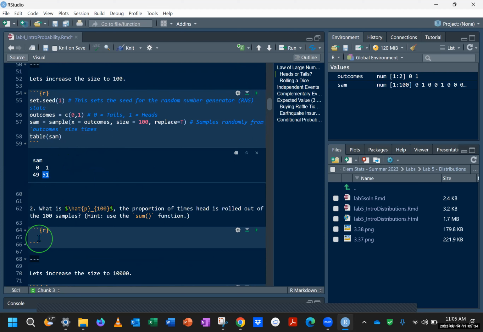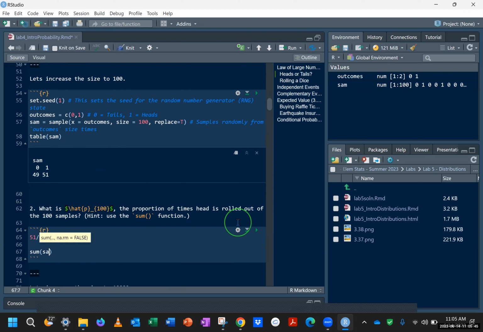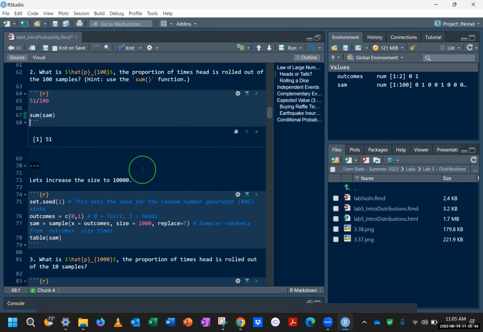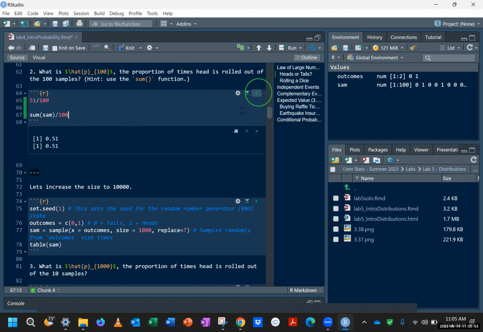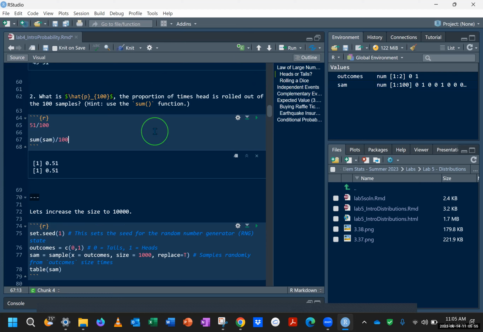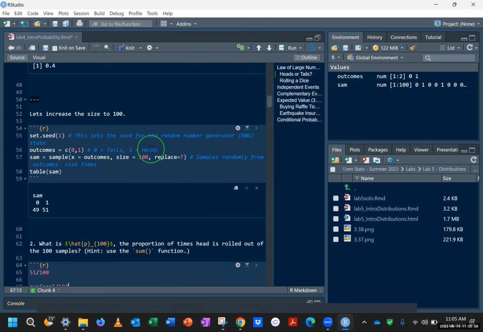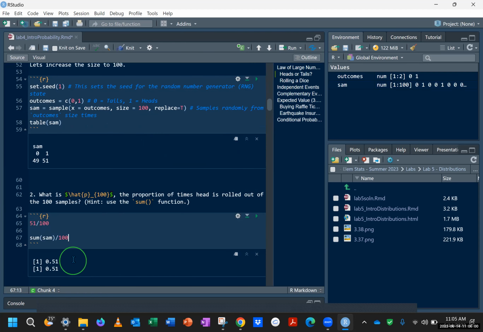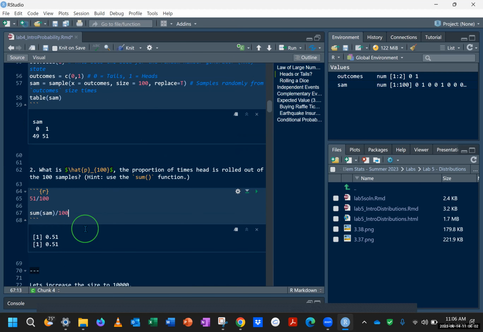So what's the proportion of ones that I got? It would be 51 divided by 100. Or if you're fancy, you could say sum of sample, because all the heads count as 1. If I say sum sample, that's 51. So I could do it that way too if I didn't look at the table. It tells us that 51% of this sample of 100 flips was heads.